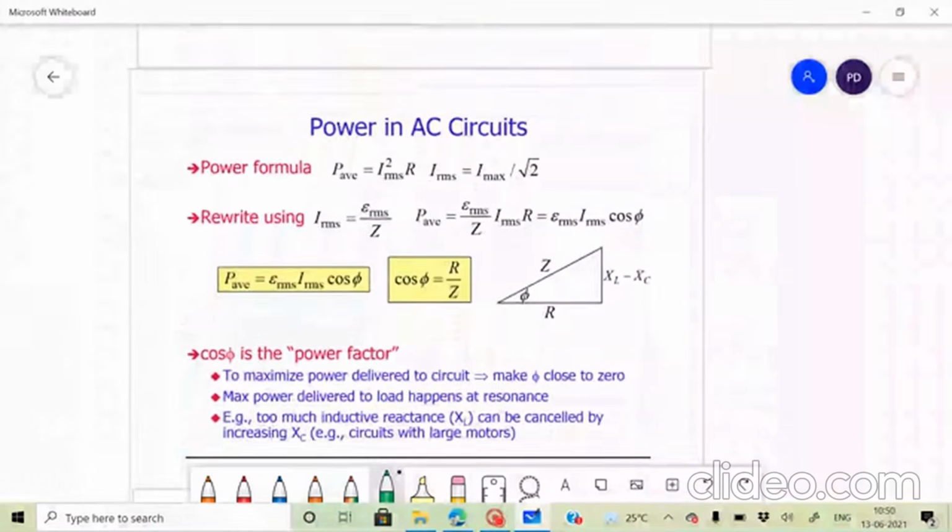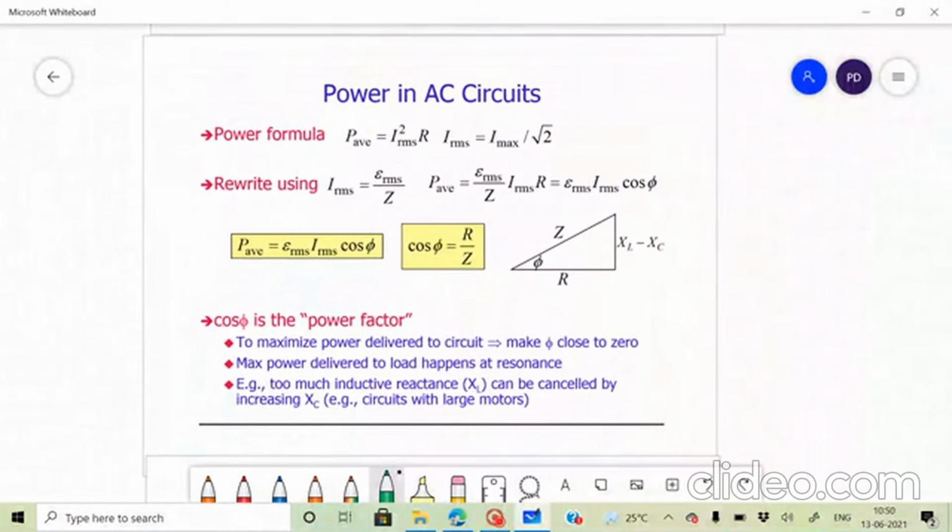Now we have just found the power in AC circuits. This is the expression. This is the IRMS. This is the expression for power. I can rewrite it, and then finally I can have the expression for power. The average power is something like this. Look at the right hand side. You have ERMS, IRMS, and then you have cos of phi.